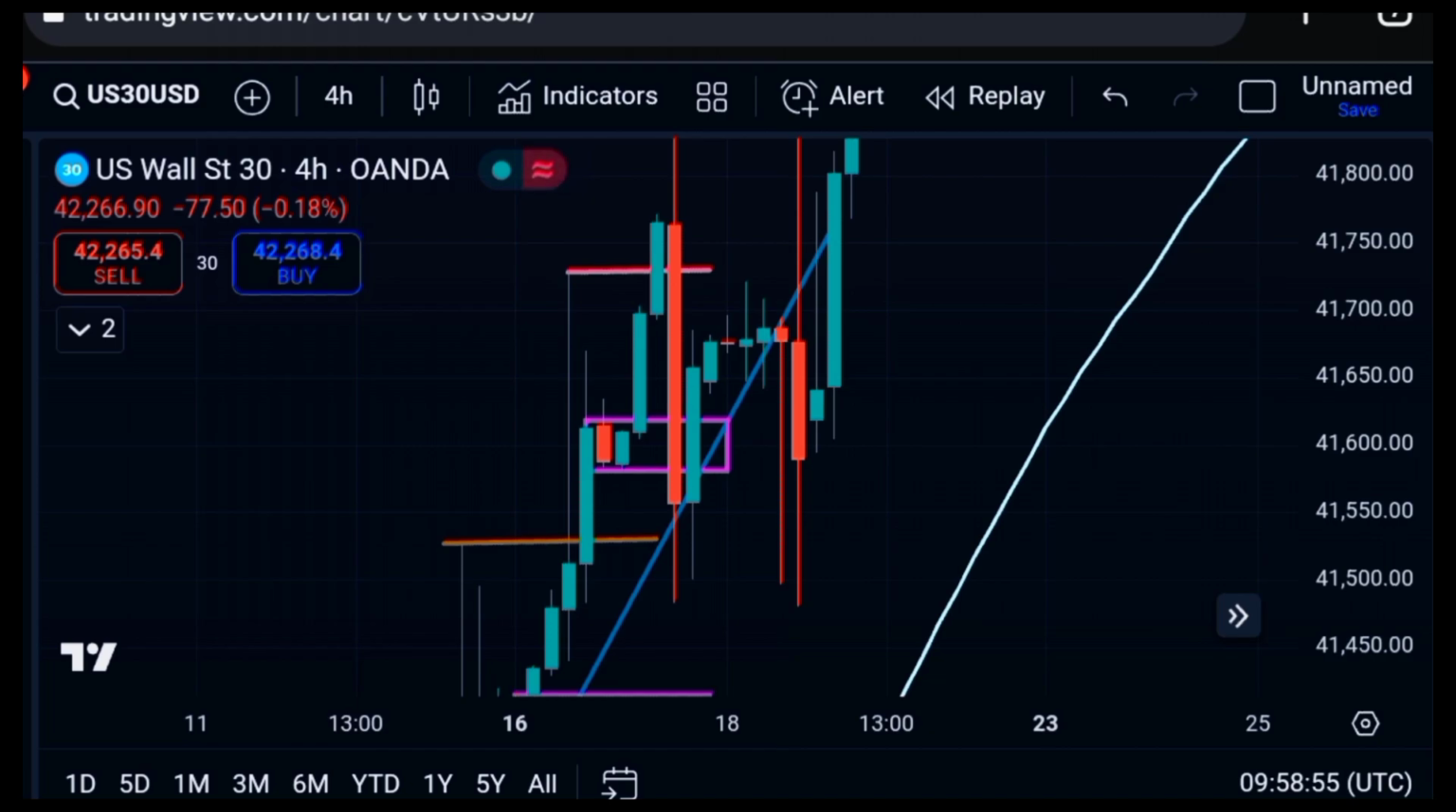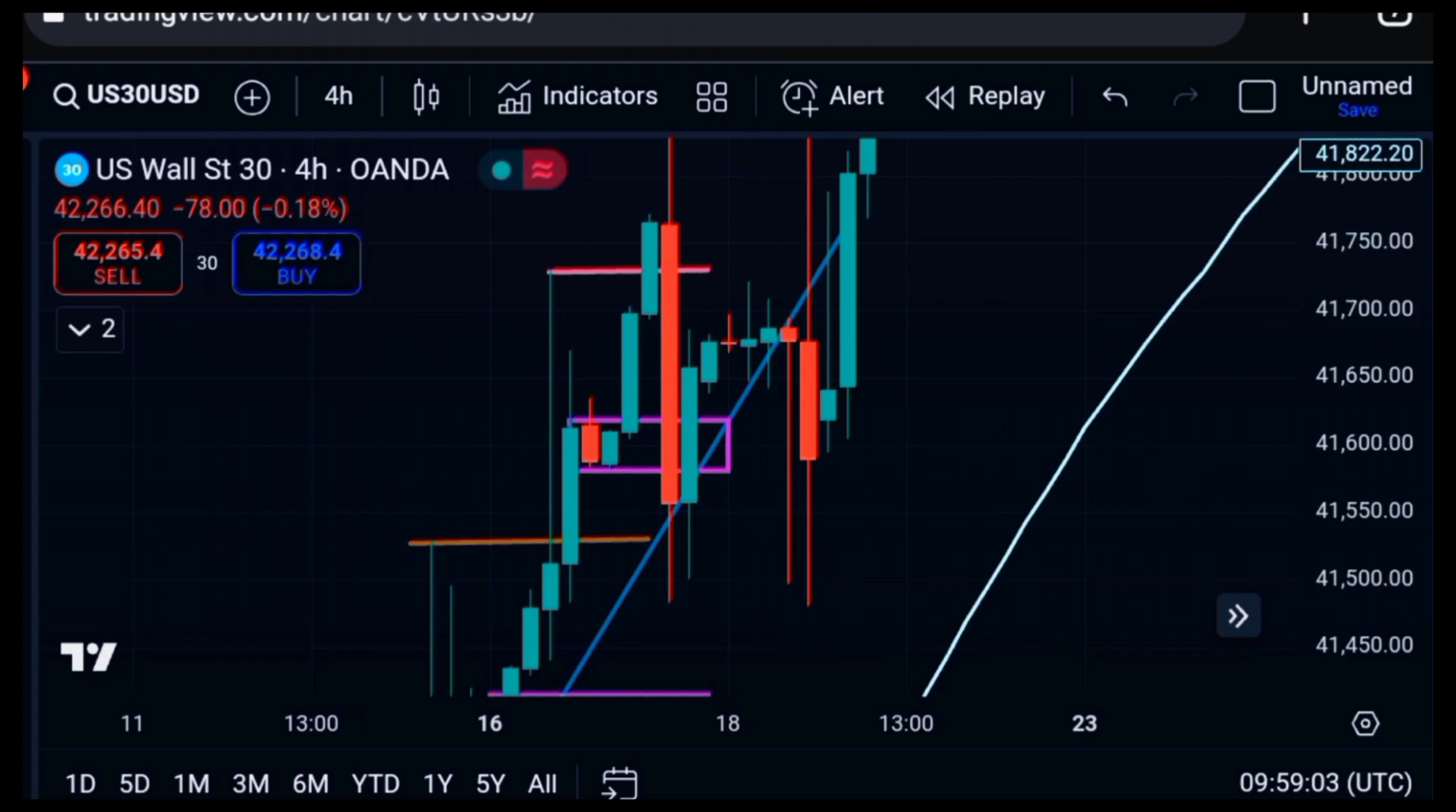Once liquidity is taken down and then breaks structure to the upside, this shows you that it is time for you to get into the market. The market has taken liquidity to the downside and it breaks structure to the upside. That is when you are going to take your trade.